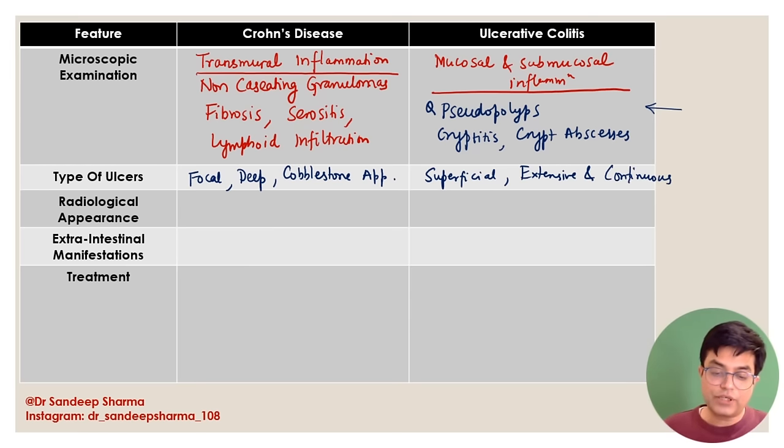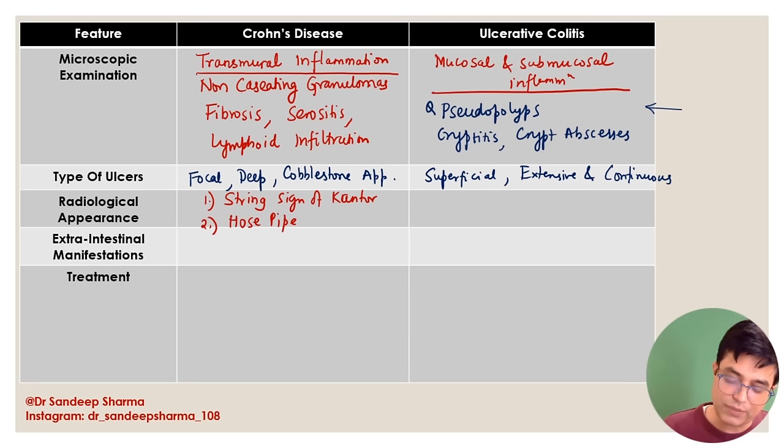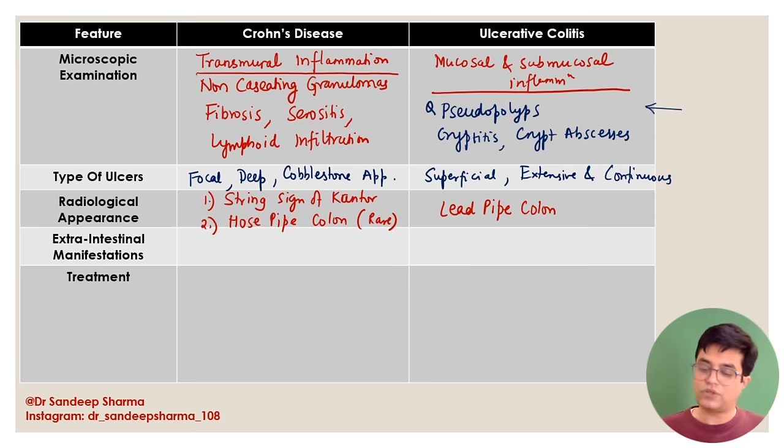Radiological appearance kaisa hoga? Here Crohn's disease, two signs you need to remember. First of all, they have a sign known as string sign of Kantor. So string sign of Kantor will be present in Crohn's disease. Second, there will be a colonic appearance sometimes called hose pipe colon appearance. But hose pipe colon is usually a rare finding in Crohn's disease. In patients of ulcerative colitis, what you find is a lead pipe colon, along with loss of haustrations. Loss of haustrations will be seen radiologically, and it will be a continuous involvement in the inflamed part.